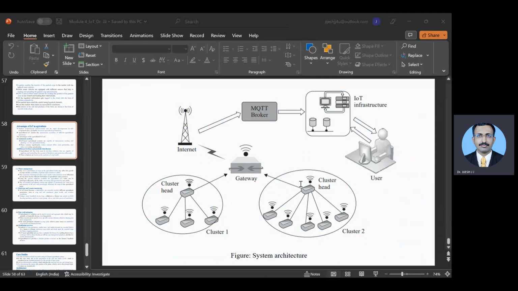Once it goes to the internet, it goes to the IoT infrastructure and is then taken to the user. You will have different clusters where the sensor nodes are connected. The output of each sensor node goes to the cluster head. From the cluster head it is passed on to the gateway, and the end user gets the output. This is what the system architecture is.